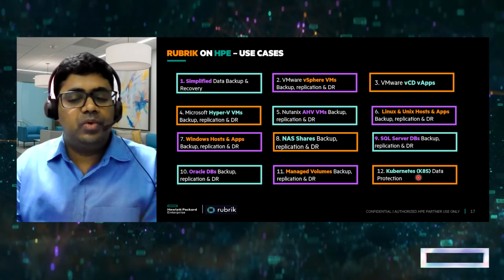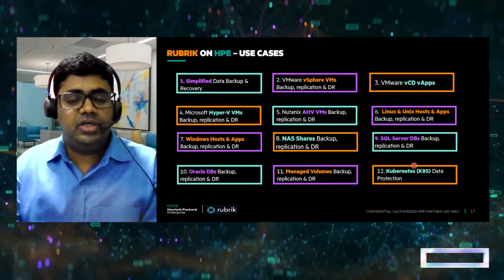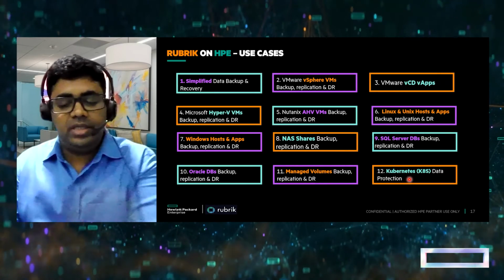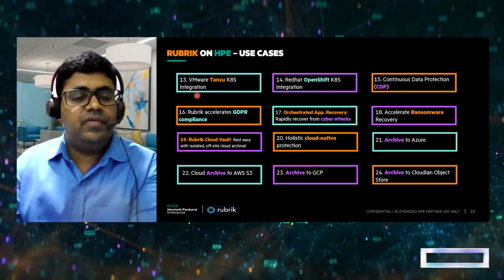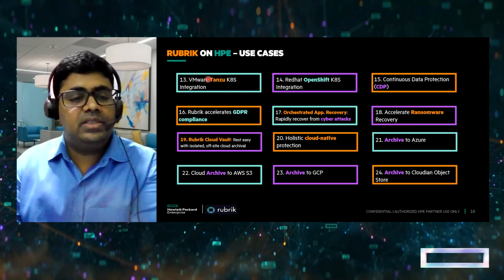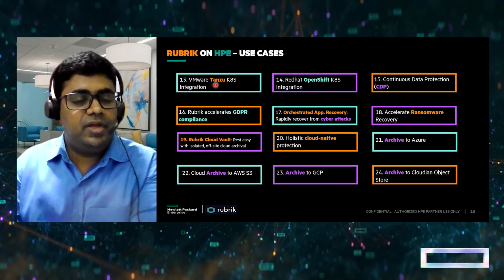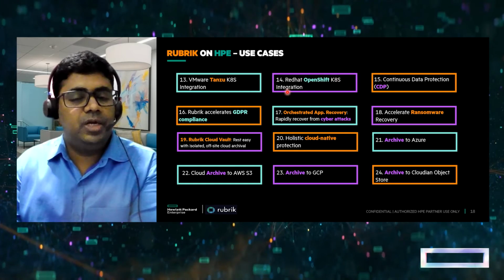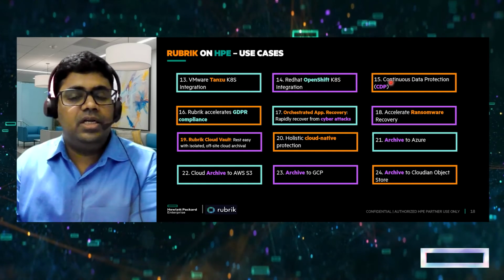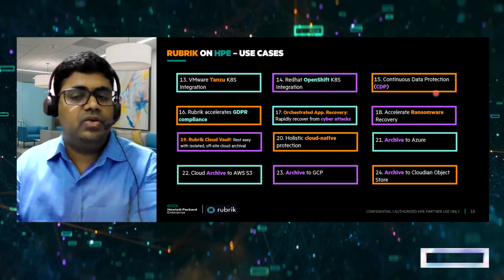And it will also support Kubernetes data protection. It's not only native Kubernetes, and one of the key use cases is official Rubrik documentation. It says it's officially certified for VMware Tanzu Kubernetes integration, and also the Red Hat OpenShift Kubernetes integration. And in addition, we can also configure continuous data protection.